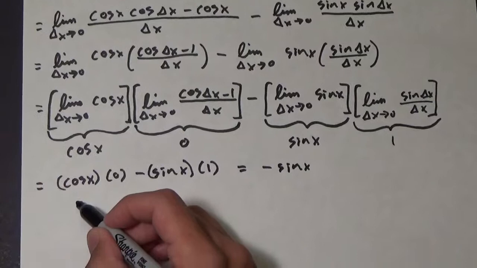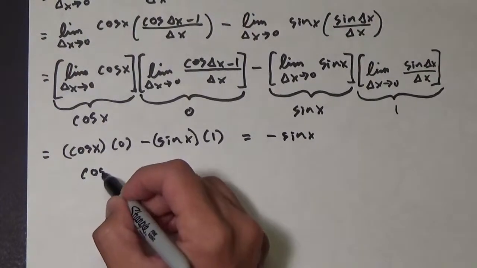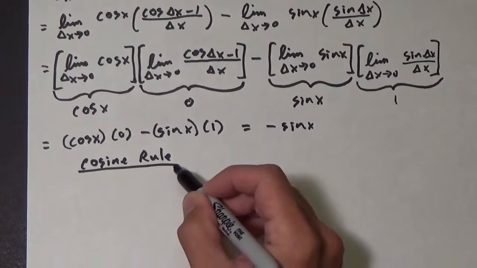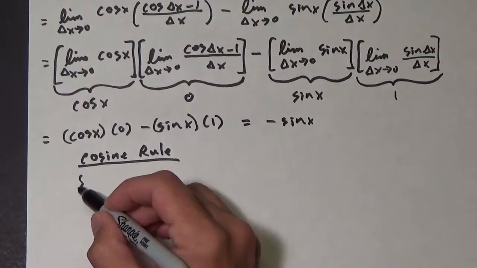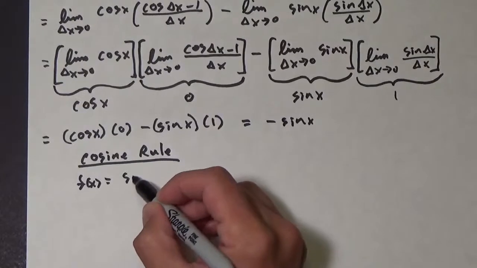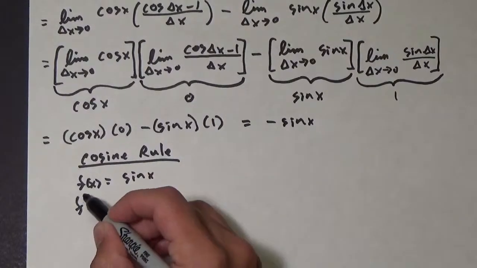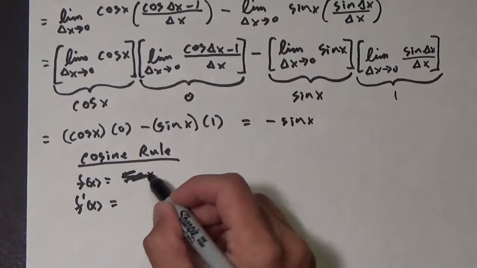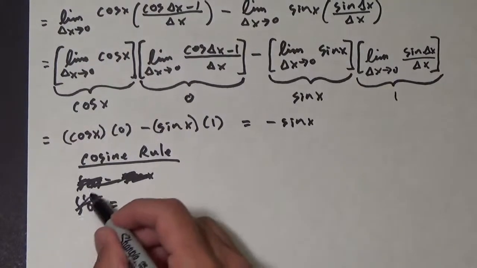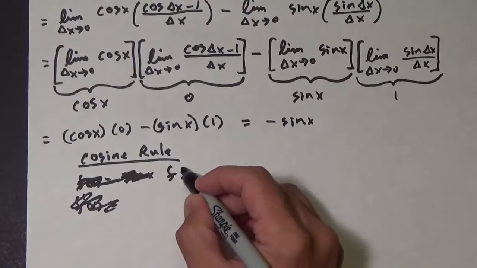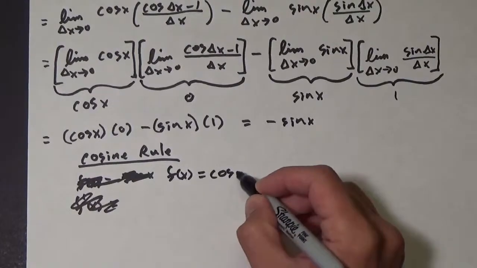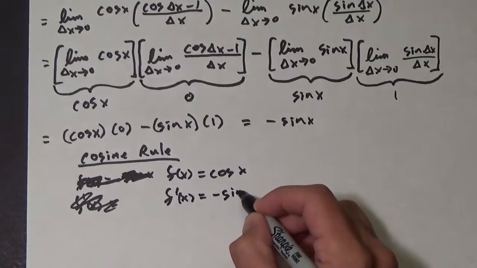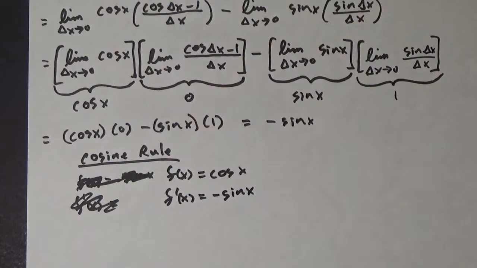So here is our cosine rule. And the cosine rule states that if f of x equals the sine of x, f prime of x equals, that's wrong. Let's rewrite all this. If f of x equals the cosine of x, then f prime of x equals a negative sine of x. Sorry about that.